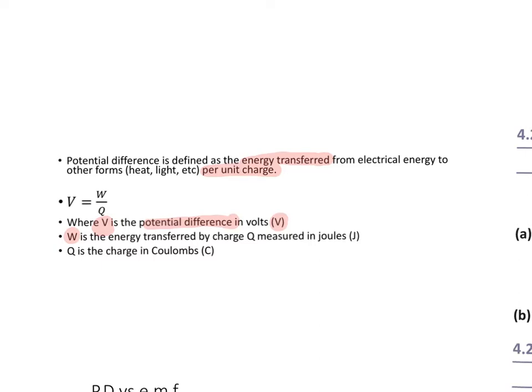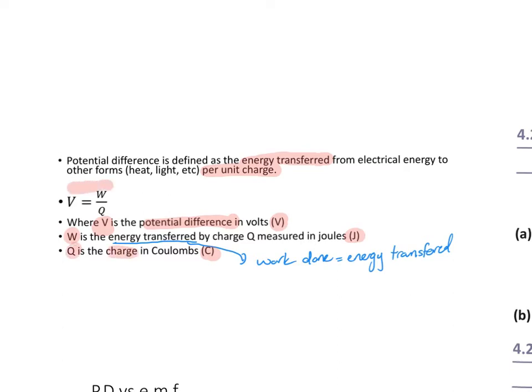I wanted to mention here, just to remind you quickly, that energy transferred can also be called work done. So it's the same thing as energy transferred. When we say we're doing work, it means we're transferring energy. And then Q is, again, the charge, which is in coulombs. So energy is always in joules as well.